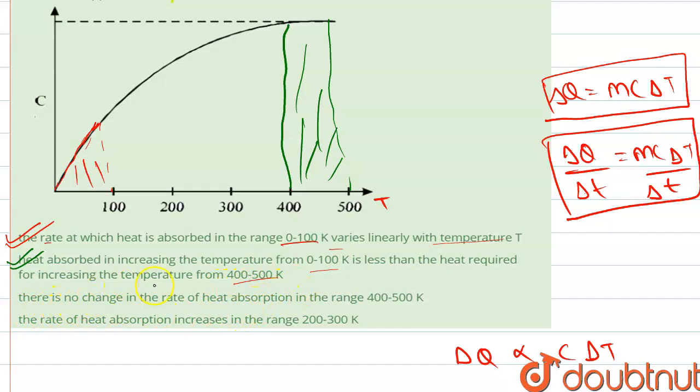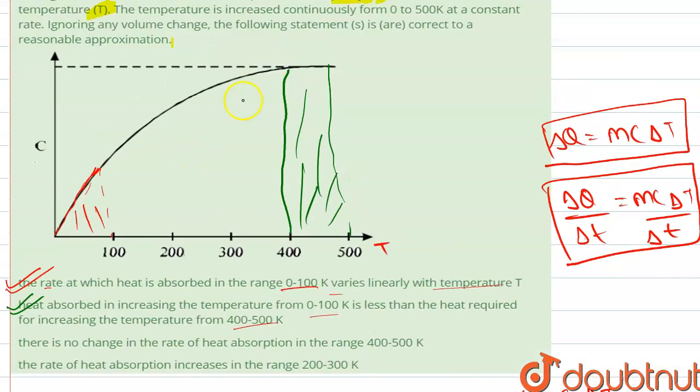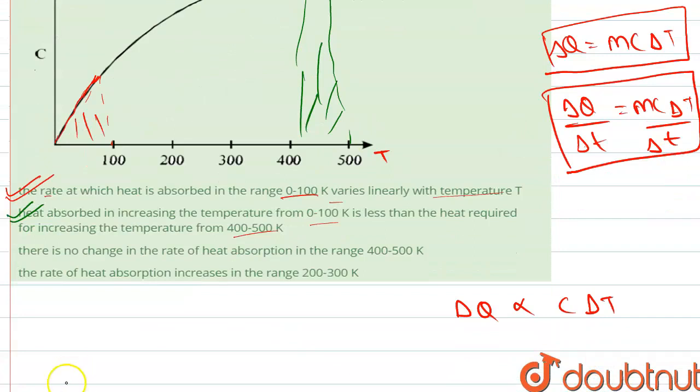Third statement: there is no change in the rate of heat absorption in 400 to 500 Kelvin. From the graph we can see that the variation of C with the temperature is nearly constant. So the rate of heat absorption is constant, and this option is also correct.